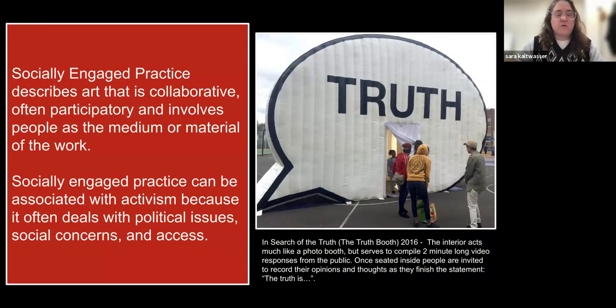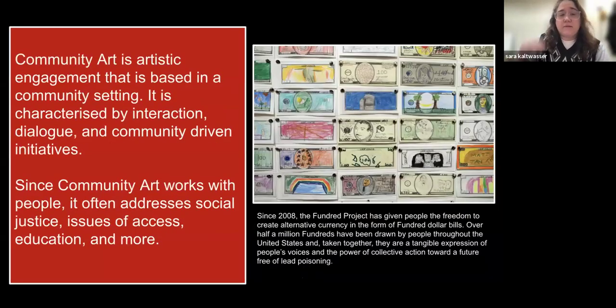Socially engaged art has a lot of subcategories. If we get into the art historical definitions, it filters out, umbrellas out. And under that umbrella is community art. Community art is artistic engagement that is based in a community setting. It is characterized by interaction, dialogue, and community-driven initiatives. And that part about community-driven initiatives is really important.